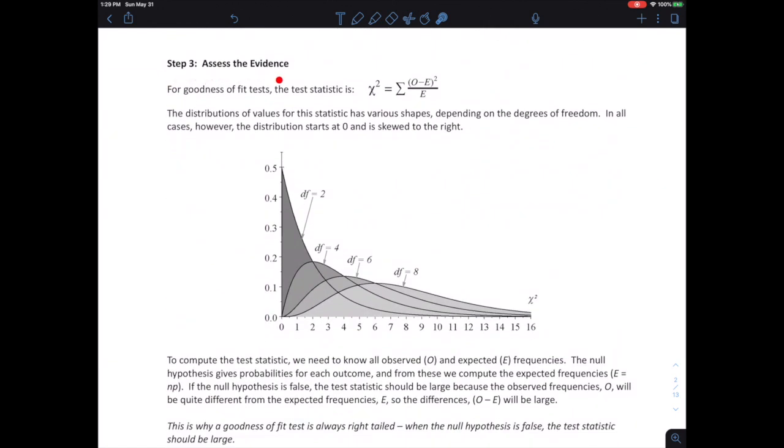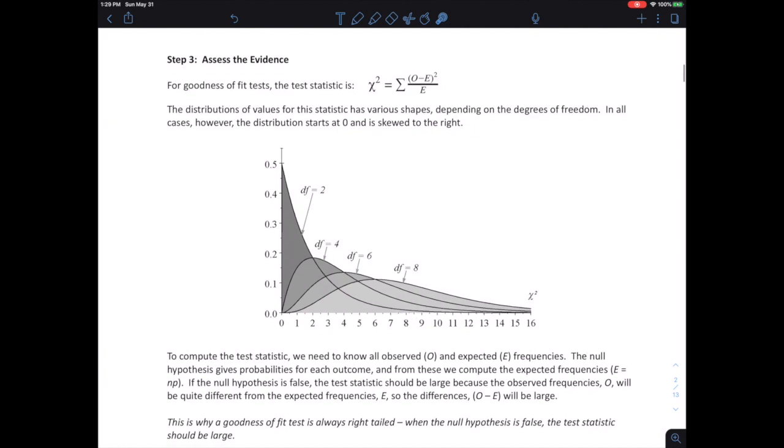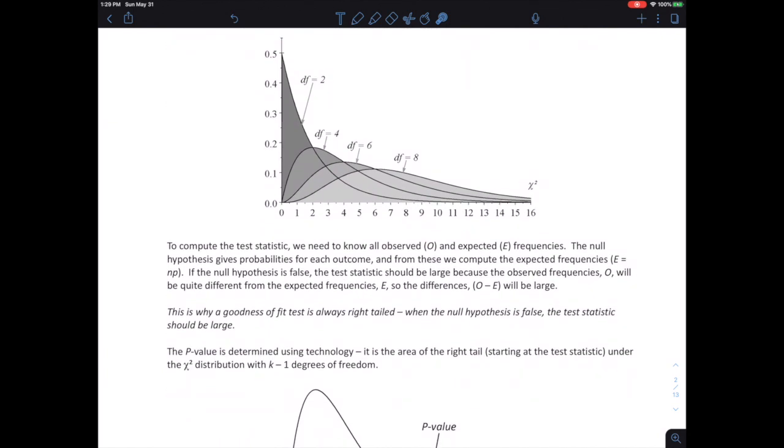Step 3, assess the evidence. For goodness of fit tests, the test statistic is this chi-square statistic, which we've computed. The distributions of values for the statistic have various shapes depending on the degrees of freedom. In all cases, however, the distribution starts at 0 and is skewed to the right. So you have all these different distribution shapes with degrees of freedom.